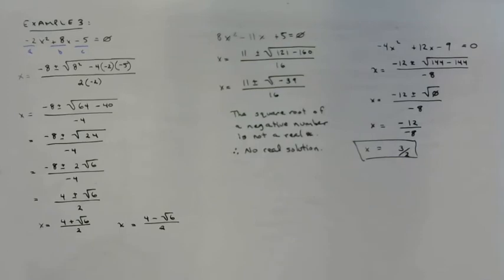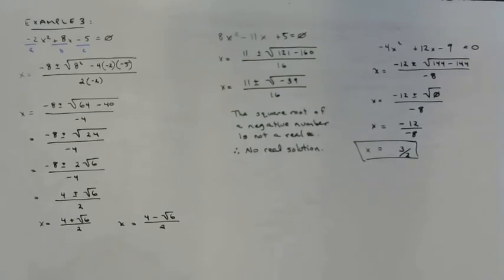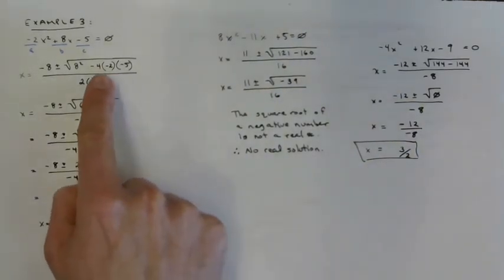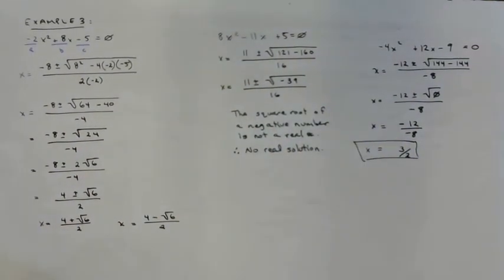Good, good. What does this teach us? This teaches us about the discriminant. Okay, the discriminant. The discriminant is the value underneath the square root symbol. You're going to learn about the discriminant.